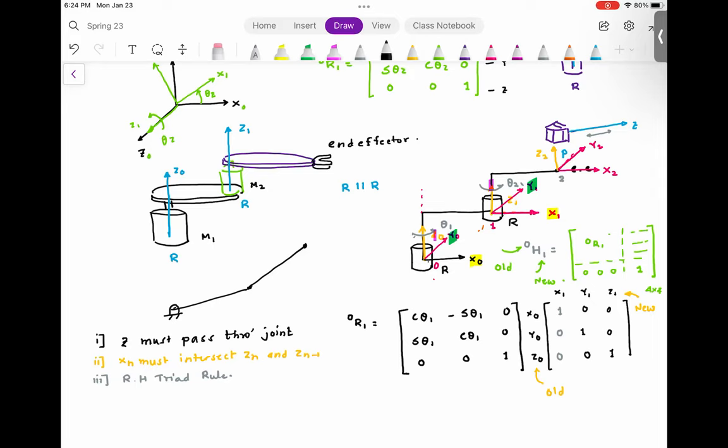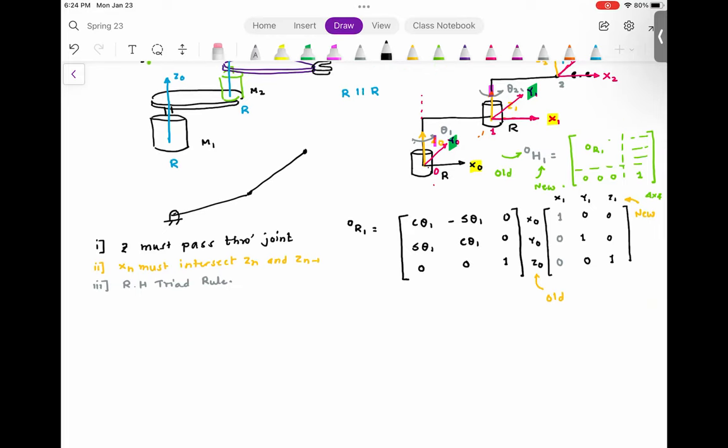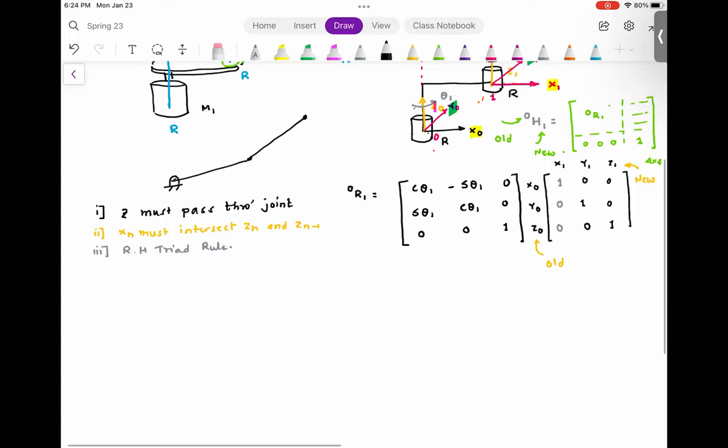Everyone understood this? Now what I want to do is populate 0H1. But before I go to 0H1, everyone understood the rotation matrix? The rotation matrix is going to remain the same. Why? Because our axis is always going to be Z. The projection matrix could be different. In this particular case, x1, y1 and z1 are aligned with x0, y0 and z0. That's why I have an identity matrix. If they are not aligned, then that matrix could be different, and we would look at those cases.